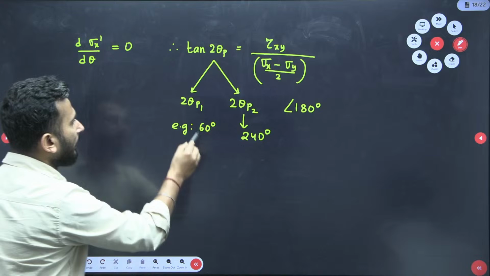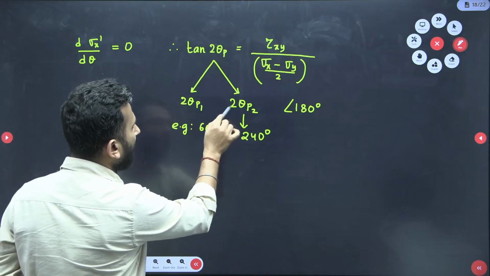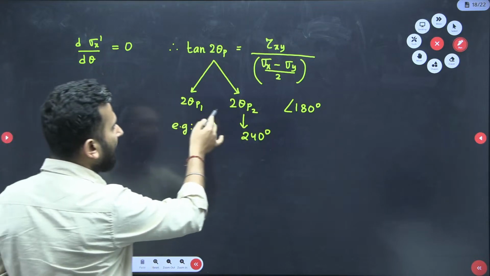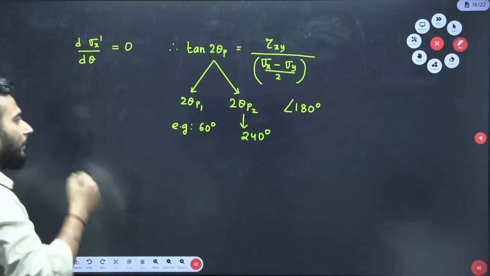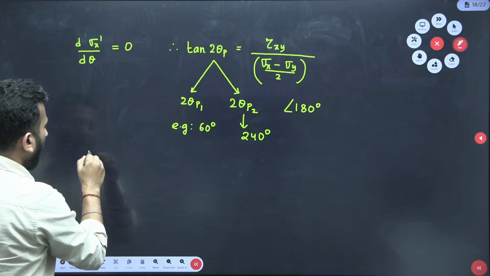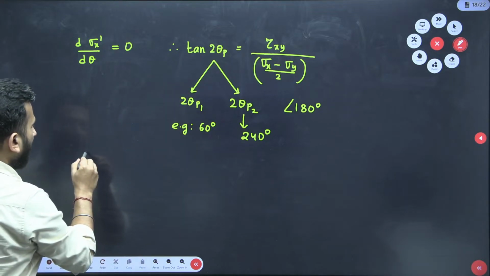So the angle between them is 180 degree. What is the angle between 2 theta p1 and 2 theta p2? 180 degree. So if I ask you what is the angle between theta p1 and theta p2, it will be 90 degree.